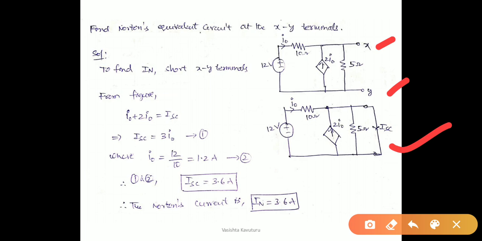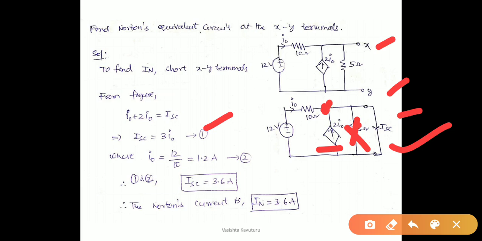Since there is a short circuit across the 5 ohm resistor, there is no current flowing in the 5 ohm resistor. Therefore, upon removing this 5 ohm, we have to calculate the current in the short circuit branch. From the figure, if you observe here, apply KCL at this node: I0 plus the current from the dependent current source, whose magnitude is 2 into I0. Therefore 2I0 plus I0 is equal to ISC. Therefore ISC is equal to 3 times I0, where I0 is the current from the battery itself.